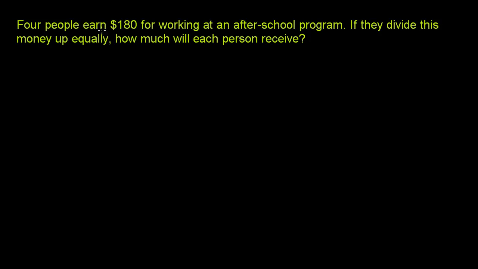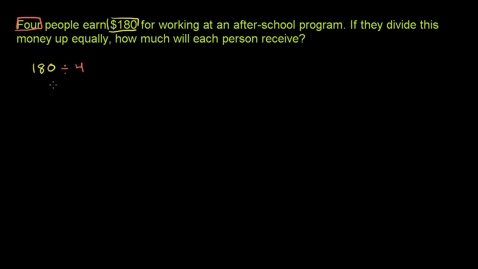4 people earn $180 for working in an after-school program. If they divide this money up equally, how much will each person receive? So we want to divide $180 into 4 equal groups so that each of the 4 people can have the same amount. So we want to divide 180 by 4. We want to take 180 divided by 4.